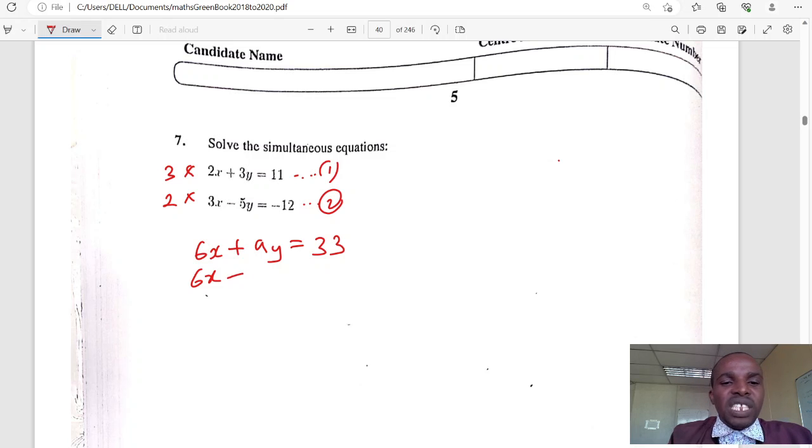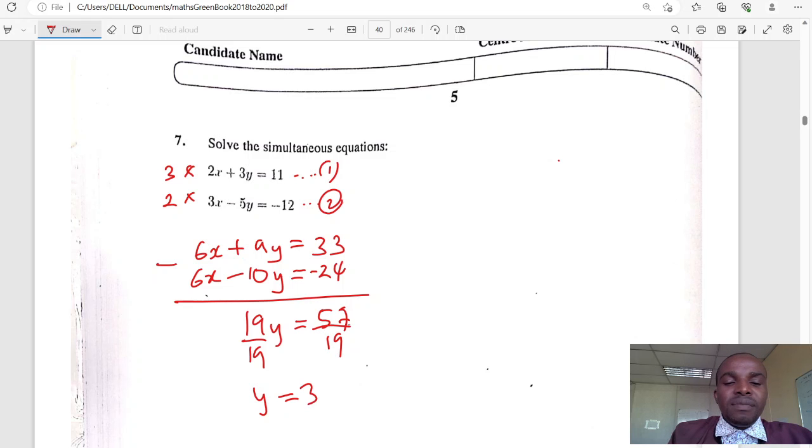Then 2 times -5y is -10y, equals 2 times -12, which is -24. Then you subtract so that x can be eliminated. So it will be 9y minus -10y, which is 19y, equals 33 minus -24. You get 57, right? Then you divide by 19, so you get y equals 3.